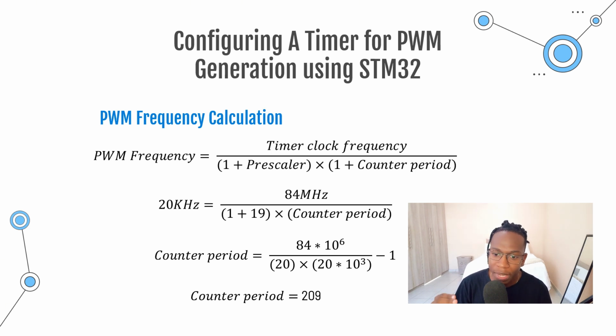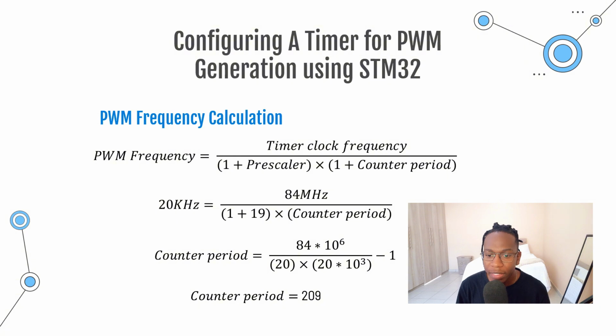multiply by 1 plus the counter period needed to set the PWM frequency to the value that you want. So in this example, we will be setting the frequency of our PWM signal to 20 kilohertz. To achieve this, we can say 20 kilohertz is equal to 84 megahertz, which is the maximum frequency that we can get from the STM32 F401RE.